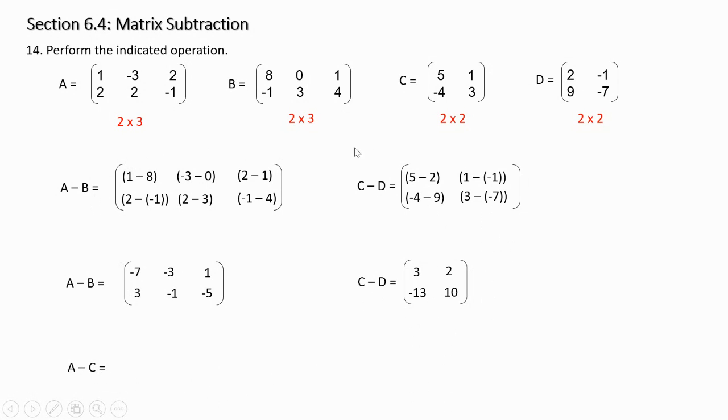Now A minus C, right? A minus C, it cannot be done because A is a 2 by 3 and C is a 2 by 2, not the same size.